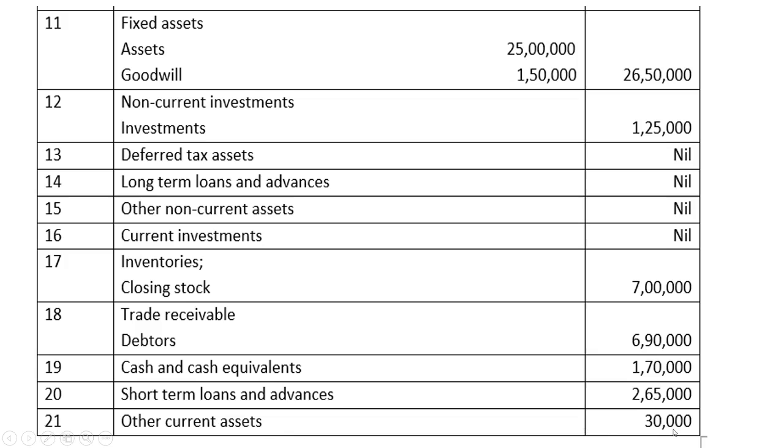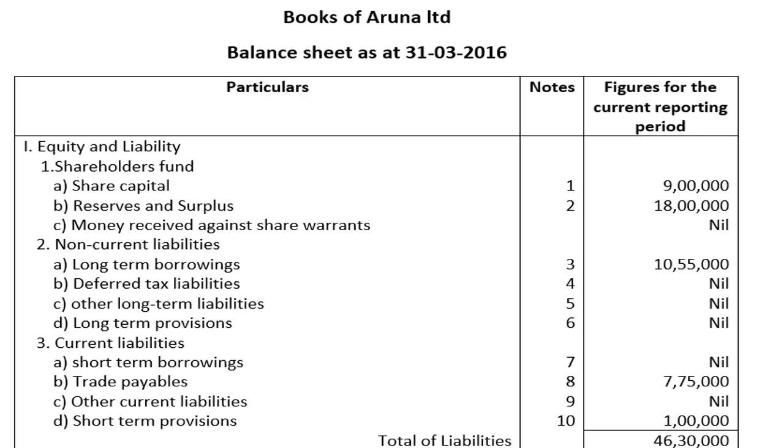So now we have calculated the notes annexure to balance sheet. Whatever calculation we have made in the notes annexure to balance sheet should be presented on the face of the balance sheet, like this: in the books of Aruna Limited, balance sheet as at 31st March 2016, with particulars, note number and figures for the current reporting period. The first one is equity and liabilities. Under that, the first is shareholders' funds. In shareholders' funds, share capital, calculated in note number 1, amount rupees 9 lakh.